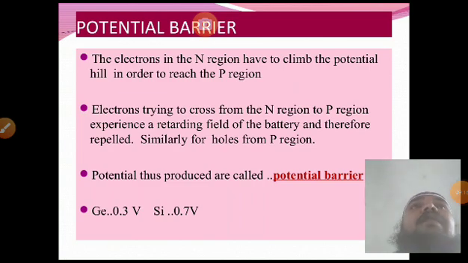Gallium arsenide is one of the semiconductors, and germanium and silicon are pure semiconductors. The potential barrier of germanium is 0.3 volts, and the potential barrier of silicon is 0.7 volts.